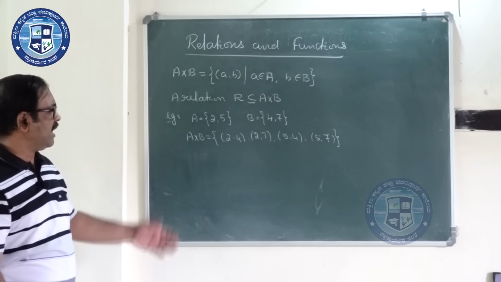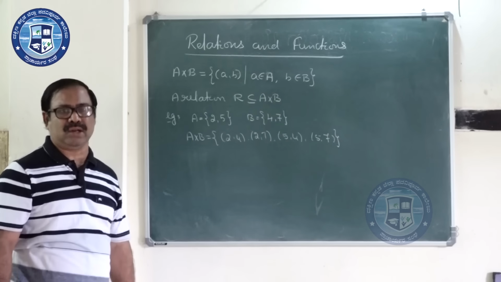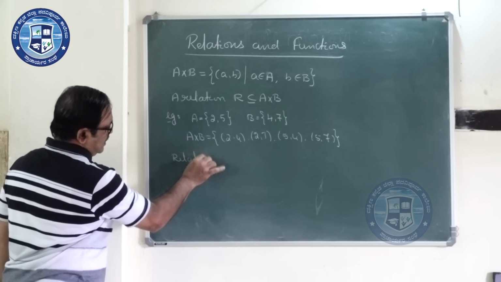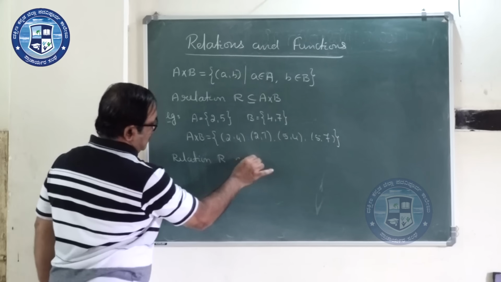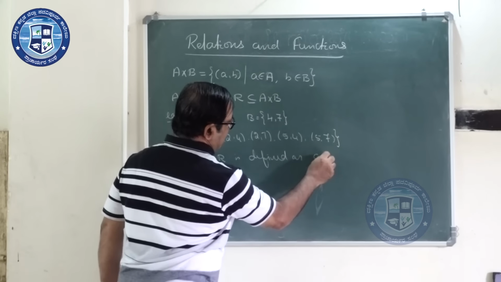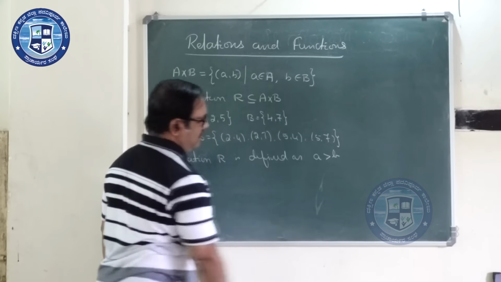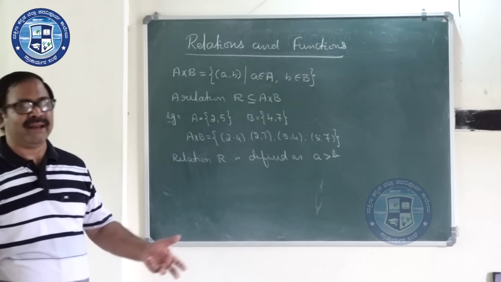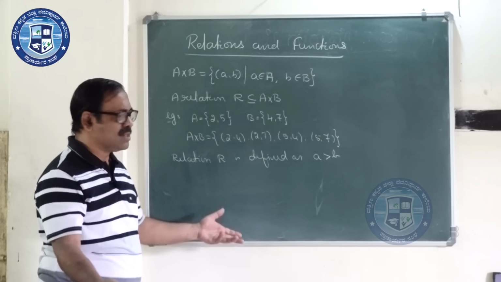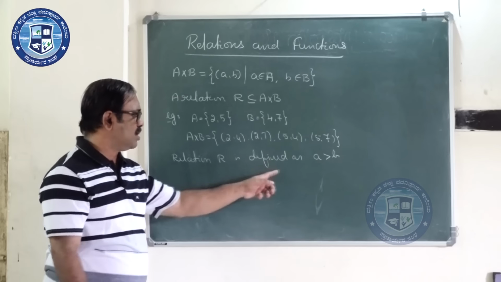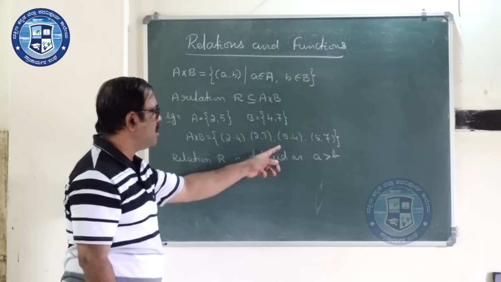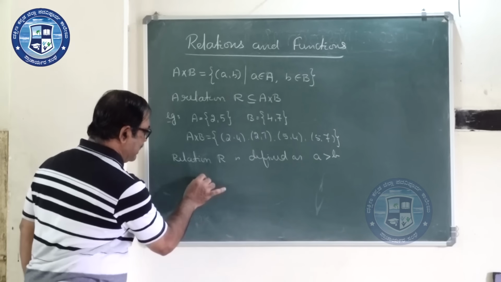Now we can define relations on this set A cross B. So I am writing a relation R, which is defined as a is greater than b. The relations are greater than, less than, parallel to, perpendicular to, congruent to. All these are mathematical relations. Now you have to find those ordered pairs in which a is greater than b.